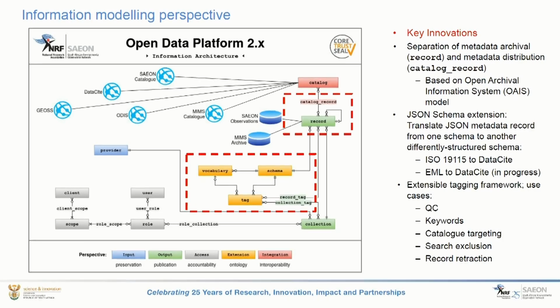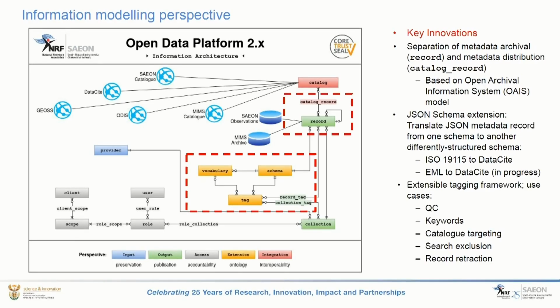So some of the key innovations that have taken place in the course of developing this platform, there's this notion of separating metadata archival from metadata distribution based on concepts in the Open Archival Information System model. So the record entity essentially represents the source of truth about a data set, whereas the catalog record, many-to-many relation, it's a distributable record that might be different for different catalogs.